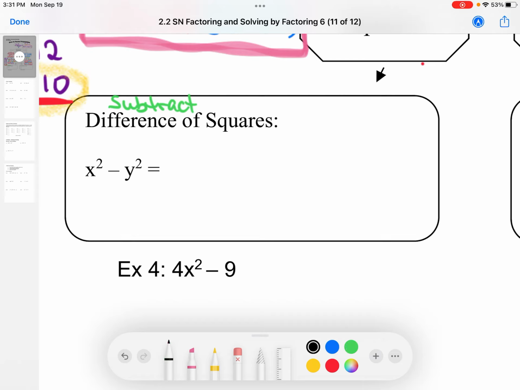So we want to think of this almost like it's a formula. We have something squared minus something else squared. In this case, it's real straightforward.